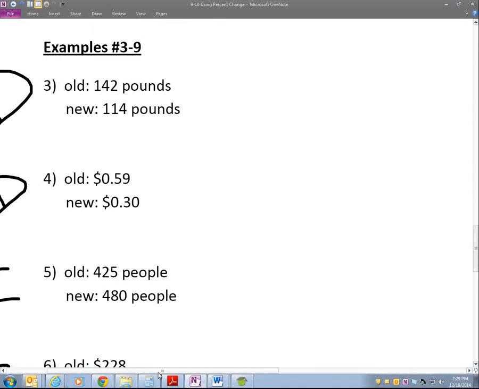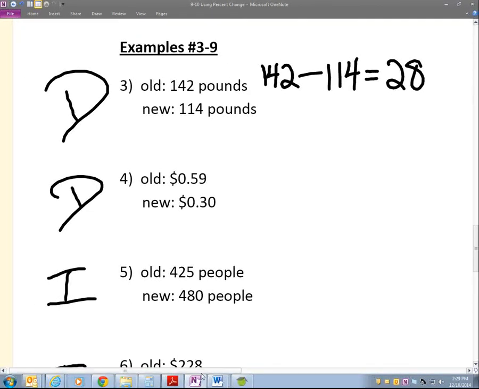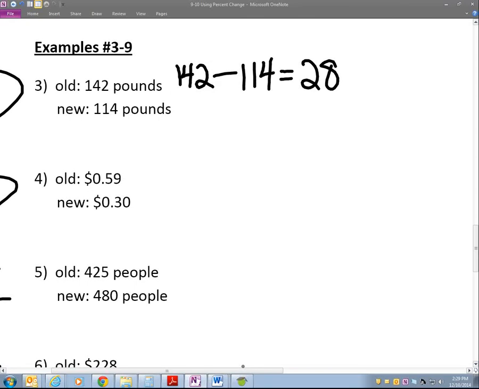I have the old is 142, and because of what I wrote at the top of the page, which says always subtract smaller from the large, I'm going to go 142 minus 114, which simply is 28. So I have 28, but is this an increase or decrease? Decrease. So that means that I want this to be negative. So I'm going to have negative 28 over what?